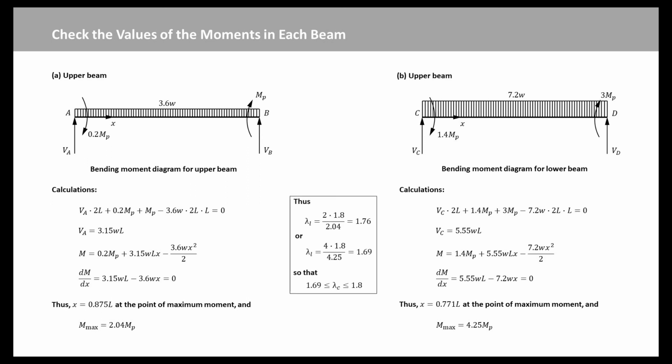There are moments in both beams that are greater than the plastic moment of the section. This must mean that the bending moment diagram fails the yield condition, and the calculated load factor must be an upper bound on lambda c. A lower bound can be found by reducing everything in proportion until the maximum moment equals the plastic moment. Thus, we have lambda L equal to 1.76 or 1.69. We choose the lowest value, so that the collapse load factor is from 1.69 to 1.8. These limits are close enough for any practical problem.